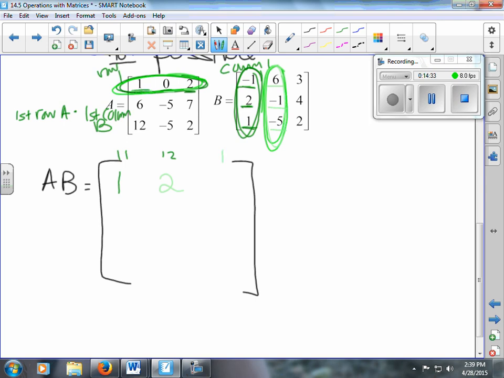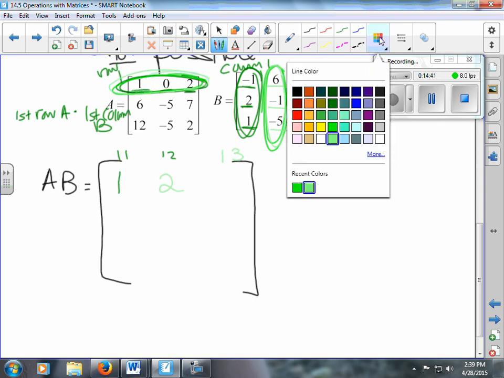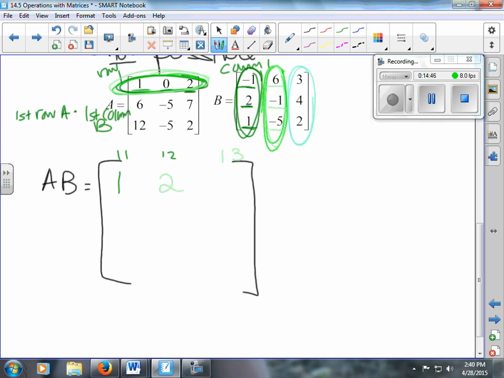For the last entry in row 1 of the answer matrix AB, I take row 1 of A and I dot product it with column 3 of matrix B. So this is 1, 3. I'm doing row 1, column 3. So I take 1 times 3 is 3, plus 0 times 4, so still 3, plus 2 times 2, that's 4, so that's 7. And so now I have my first row done of my product matrix.